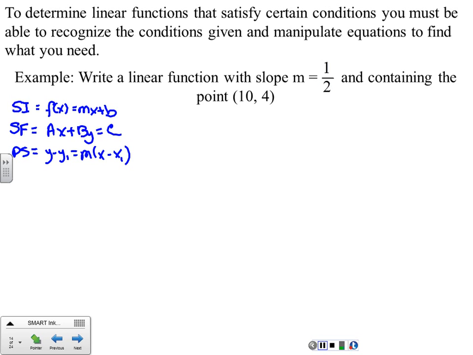So write a linear function in slope-intercept form with a slope of 1/2 containing (10, 4).